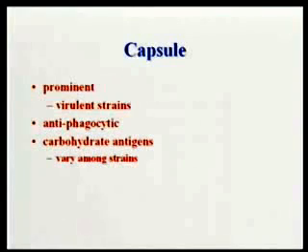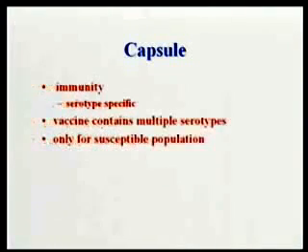This is a major human pathogen, and we do vaccinate against it, usually in susceptible individuals. So again, immunity is serotype specific. The vaccine contains multiple serotypes, and this is an example. I used the word type earlier on. This is a case where we use it. We use the word type when we need to. Here it's referred to as serotype, referring to the different antigens that could be present. It's usually used only for the susceptible population. That may be changing.